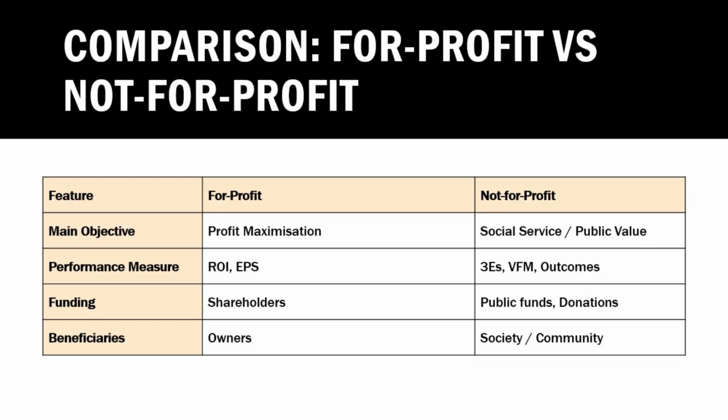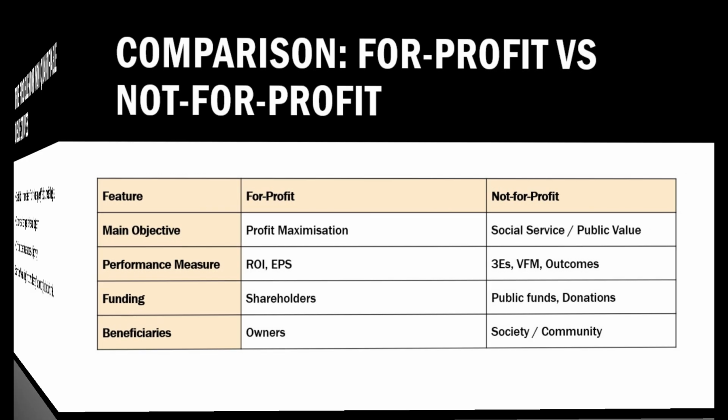In commercial businesses, success is measured through profit, return on investment, or earnings per share. In not-for-profit organizations, success is measured by social outcomes and value for money through the 3Es. Funding sources differ. Private firms rely on shareholders while not-for-profits depend on public funds and donations. Beneficiaries differ too. Private firms serve owners, while not-for-profits serve society.